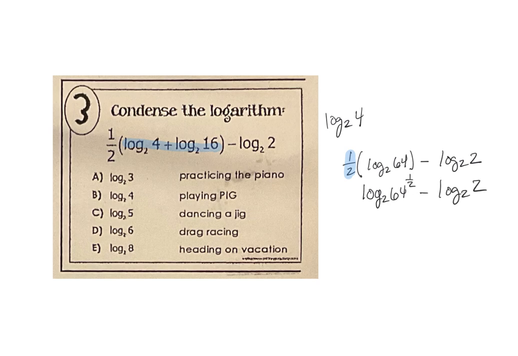You can take 64 to the 1/2 power and enter it into your calculator, and it will tell you that the answer is log base 2 of 8. I still am subtracting my log base 2 of 2. So what does a minus mean? It means divide. So this becomes log base 2 of 8 divided by 2, because it's the first number divided by the second number. This gives us the result of log base 2 of 4.